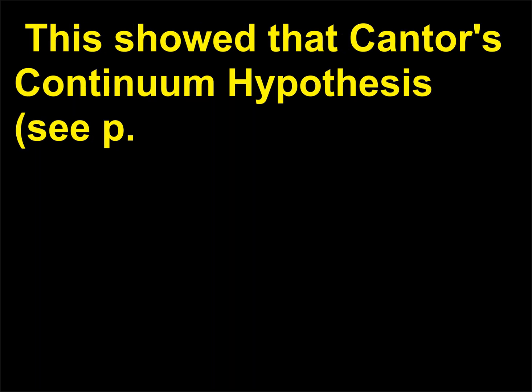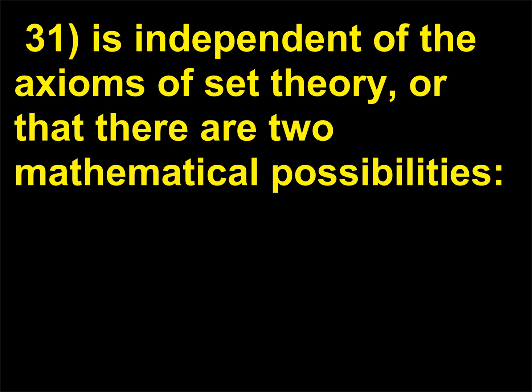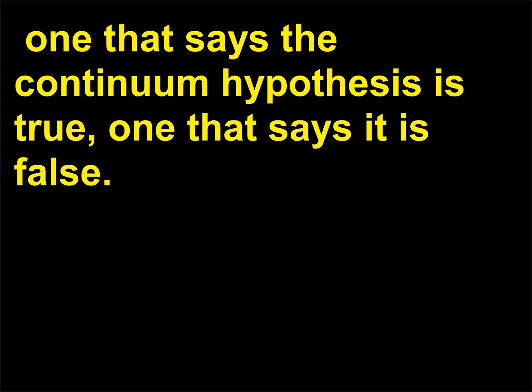This showed that Cantor's continuum hypothesis, CP 31, is independent of the axioms of set theory, or that there are two mathematical possibilities: one that says the continuum hypothesis is true, one that says it is false.